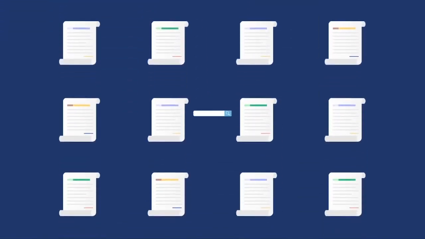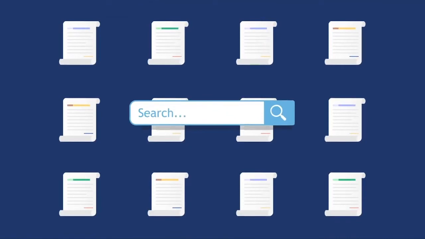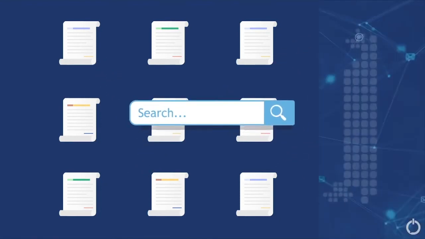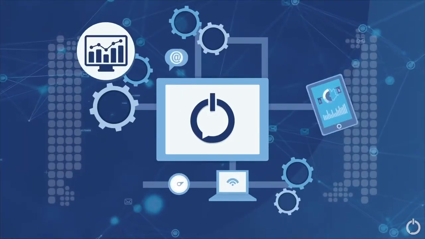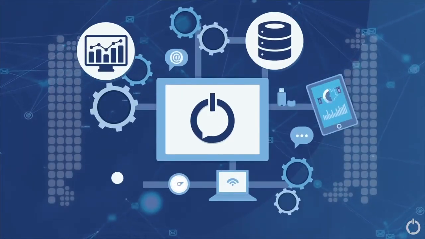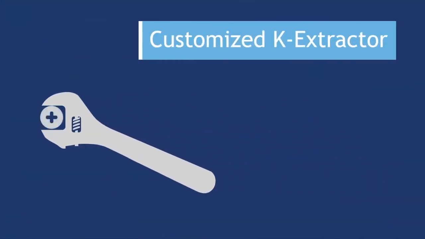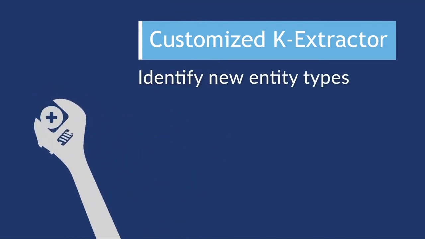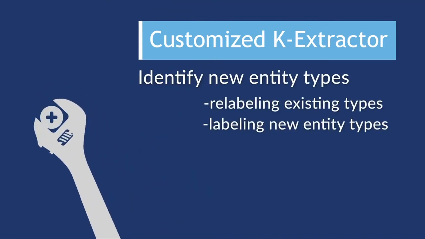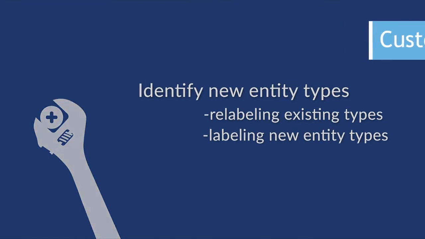Documents could then be searched for sentences, paragraphs, or whole sections related to various provisions, such as anti-assignment restriction provisions or transactional services termination provisions. Ultimately, comparative semantics lets you find the most similar instance of text related to another snippet of information. With a customized K-Extractor, the system can identify new named entity types by relabeling existing types or labeling new entity types. The customized K-Extractor can also identify relevant semantic relations with Semantic Calculus.